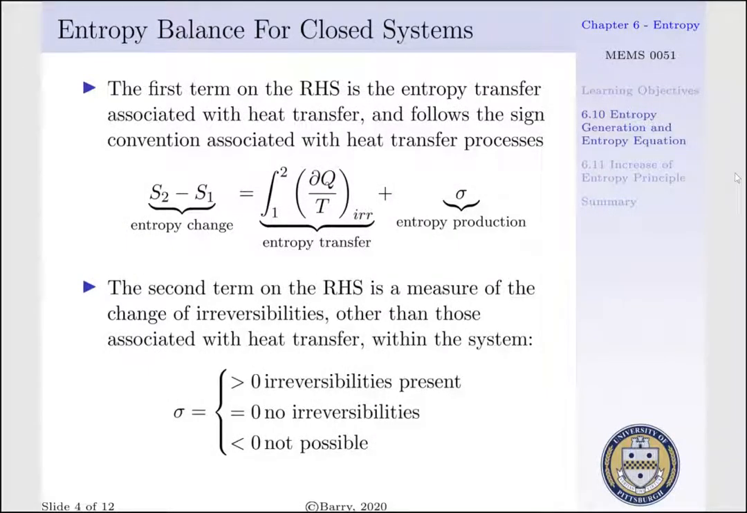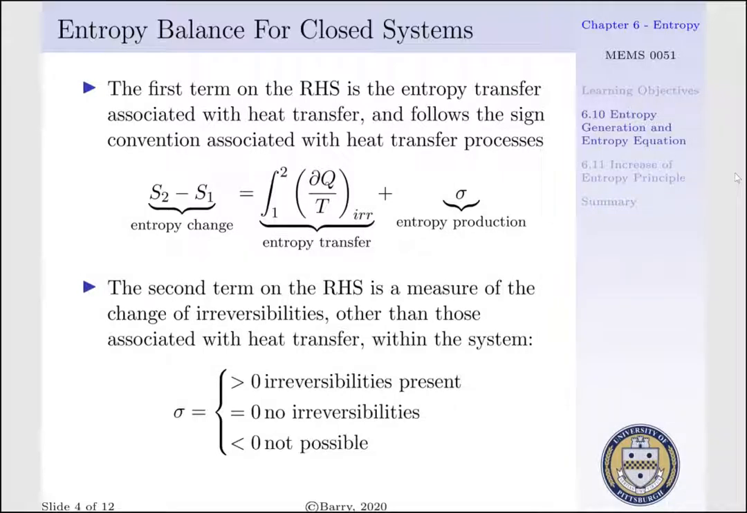If we look at this equation, the first term on the right-hand side is the entropy transfer associated with heat transfer, our delta q per T, for an irreversible process. And this follows the sign convention associated with heat transfer processes that we've used thus far. Thus, we can say the second term on the right-hand side is a measure of our irreversibilities, other than those associated with heat transfer processes. That is, S2 minus S1 is equal to our entropy transfer plus our entropy produced. If there is no entropy transfer due to heat transfer processes, we can still have entropy production that allows us to calculate a change of our entropy between our final and initial states.